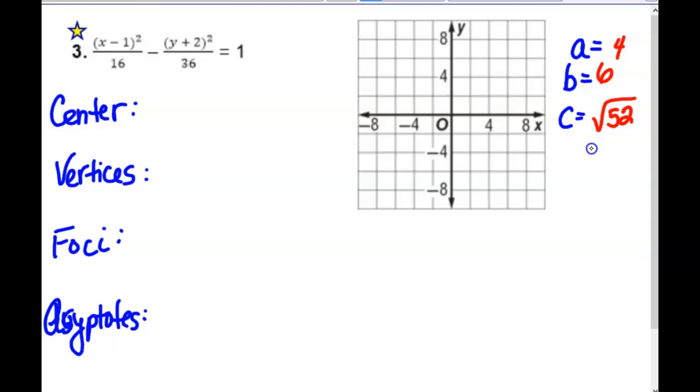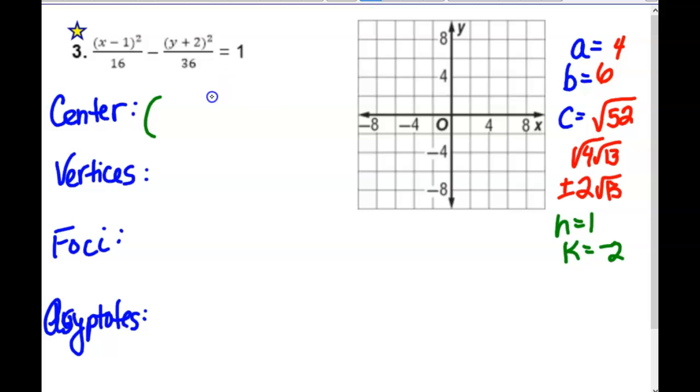Okay. Square root of 52. Is that just 4 times 13, so 2 square roots of 13. You could just leave it square root of 52, really, I'm not that picky, but anybody have the center? Yeah, h was 1 and k was negative 2. So 1, negative 2.